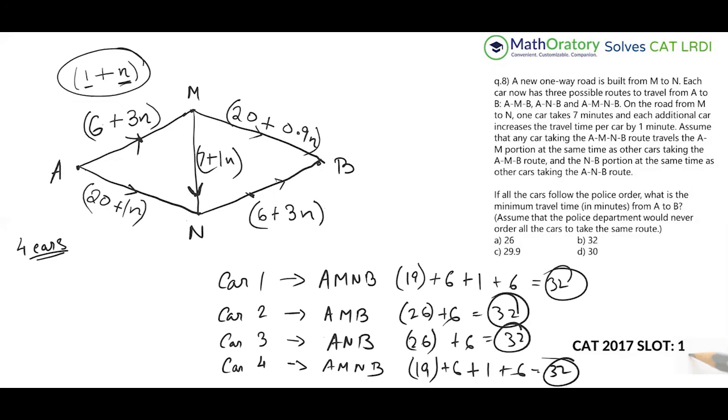Yeah, so we have the same premise for this question as well. I hope you can read that. AM and B, 7 minutes, 1 minute extra. Now the question is asking if all the cars follow the police order, what is the minimum travel time from A to B? So every car takes 32 minutes. So the answer is 32 minutes here. You cannot have less than that anyhow. So this was the set.